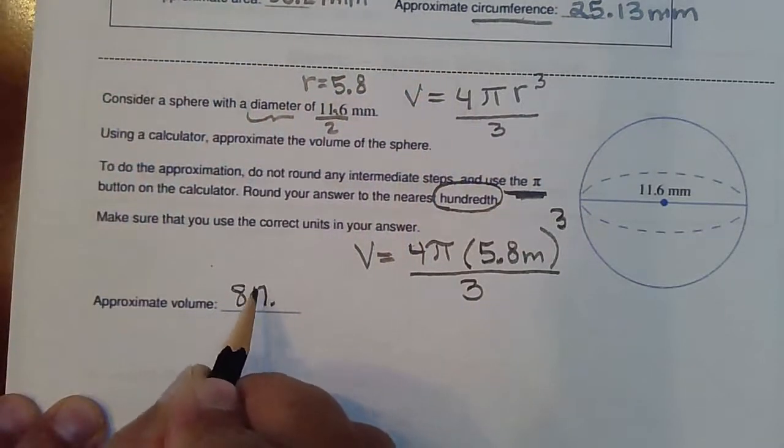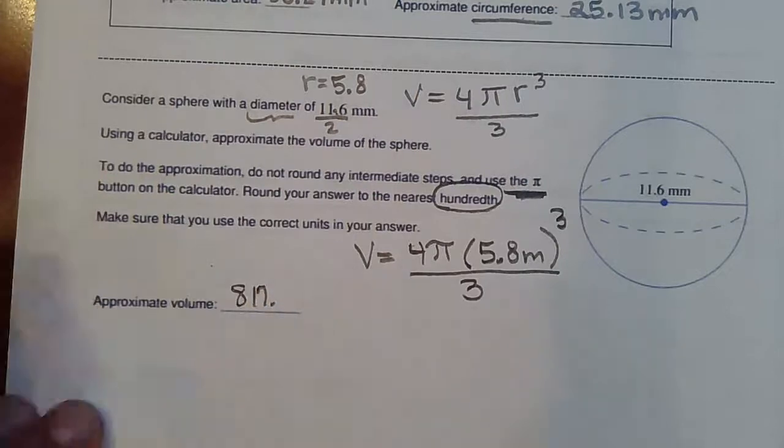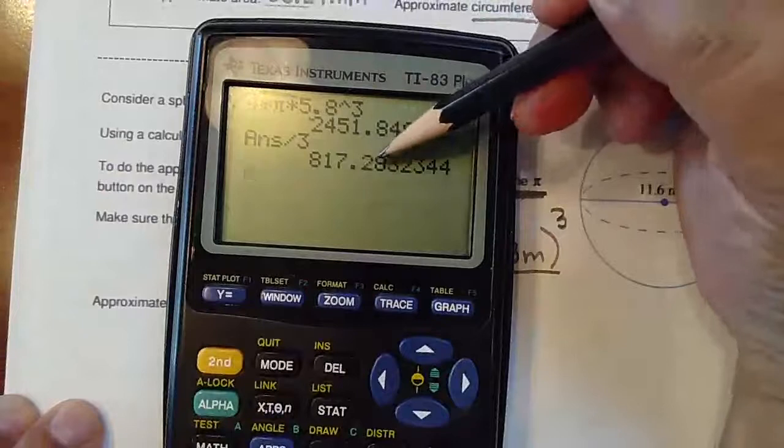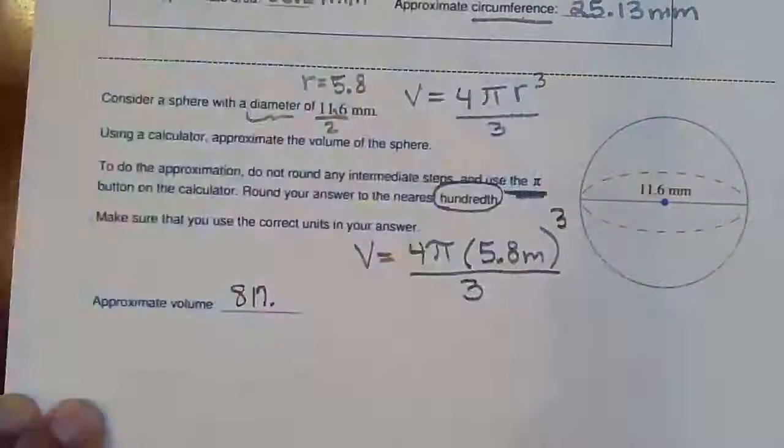But they said, I believe, round it to the hundredths place. So I guess I need to go out to 2 places. So 0.28.